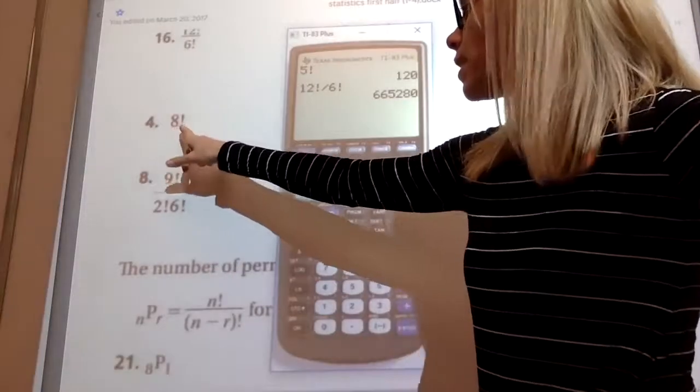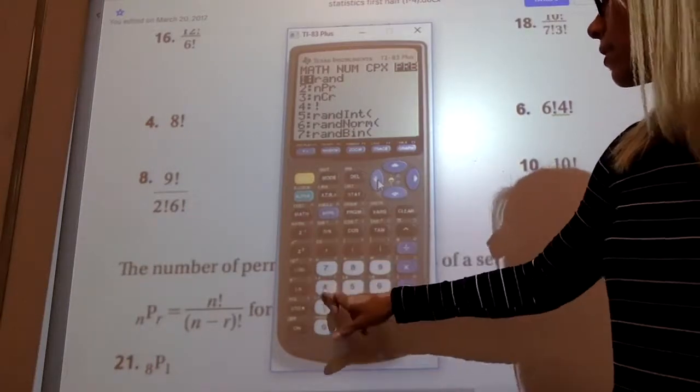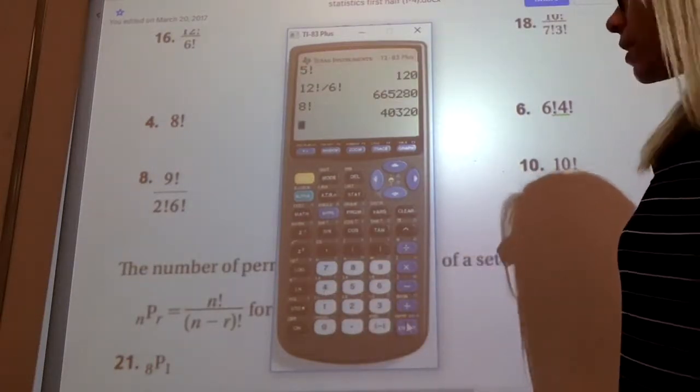So next example, 8 factorial. So I just go 8 math probability factorial, and there's my answer.